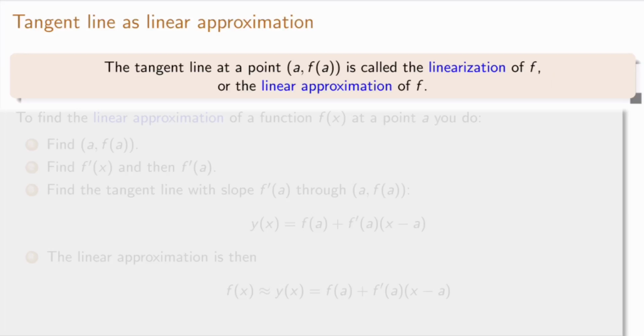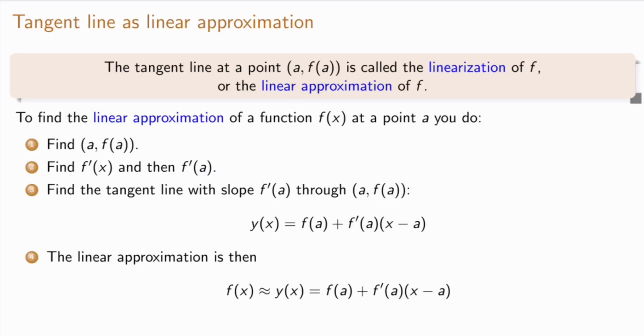So here's a procedure for how this works. To find the linear approximation of a function f at a point a, you first find the point a and f of a. Well, and then we need the slope, right? For the tangent line we need the slope. The slope is f prime. So the second step is to find f prime of x as a function, and then we find f prime at a, which is the slope of the tangent line.